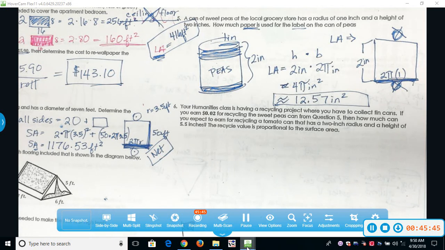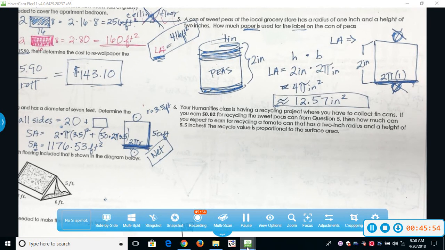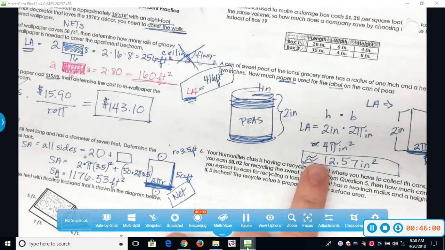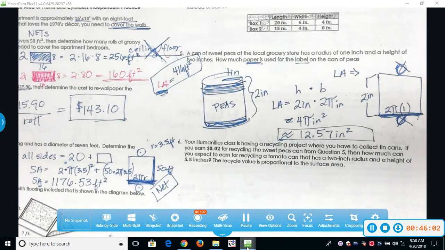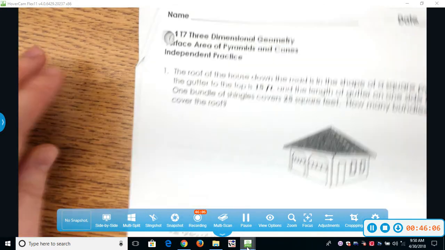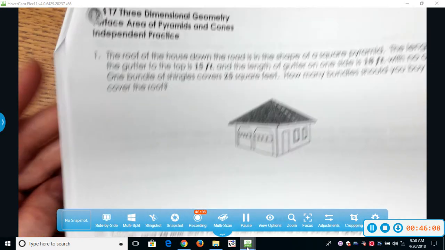Does that make sense? Surface area, lateral area of cones and prisms. Or not cones, sorry, cylinders and prisms. Let's move on to cones and pyramids. Does everyone have this? I can change. We're going to go to the next sheet, which has the roof on it.